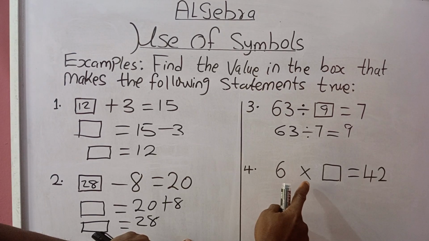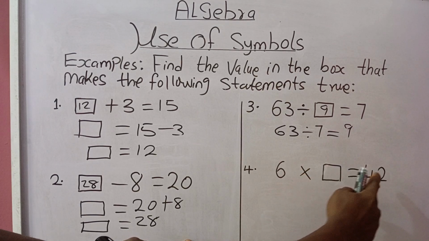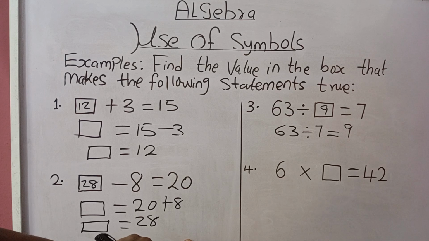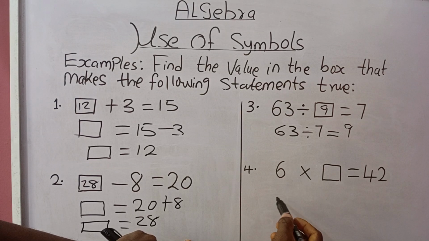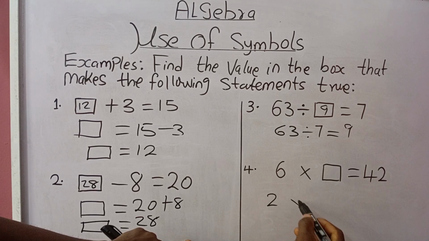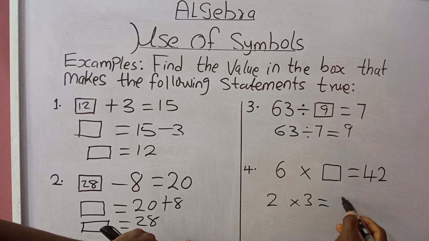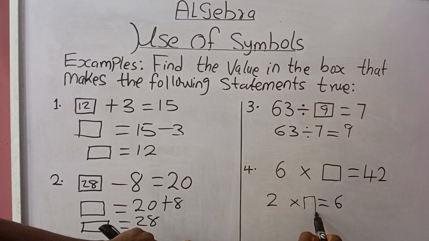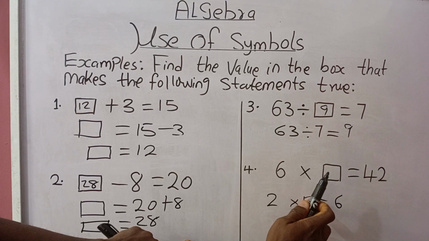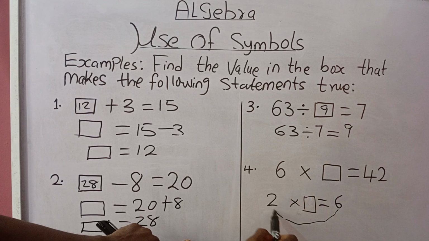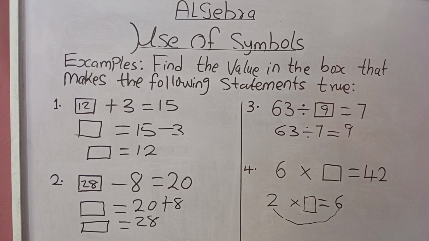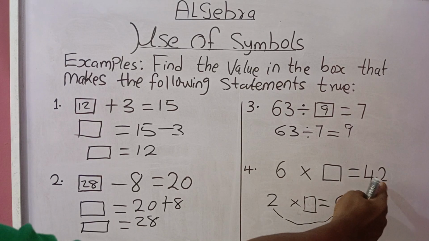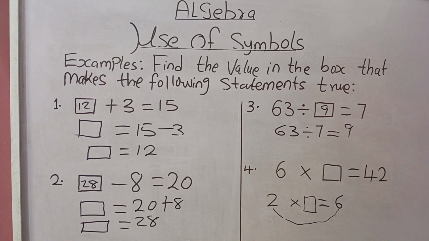Number 4, we have 6 times a certain number to give us 42. And what number is that? Let's use another example to show how we're going to approach this. If, for example, we have 2 times 3 to give us 6, assuming we do not have this 3, how do we get the 3 that was originally here? That is by saying 6 divided by 2 will give us the 3 that we had here. So the same approach we're going to use here: 42 divided by 6 will give us the number that enters the box to make the statement true. Now let's look at it.